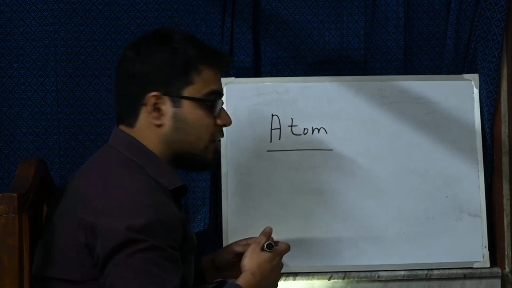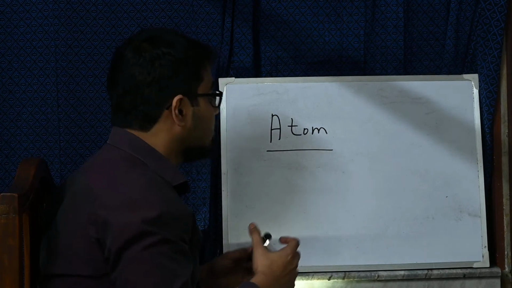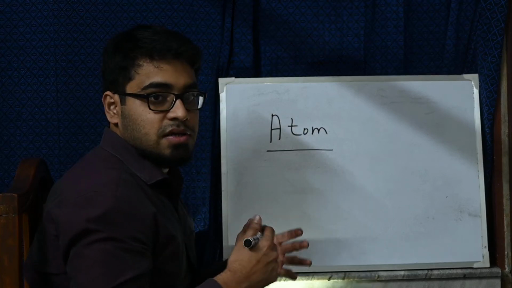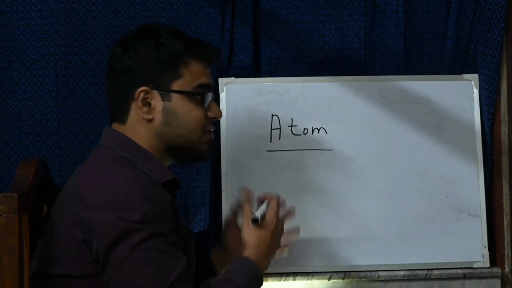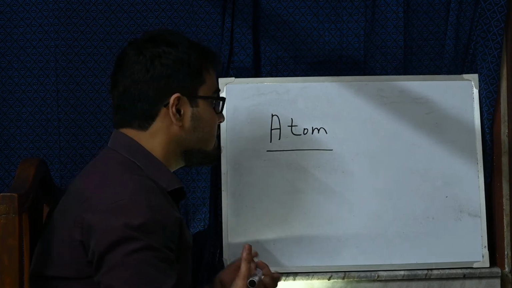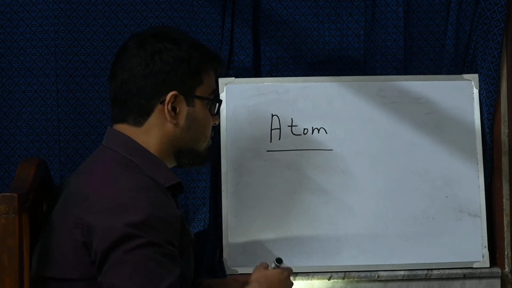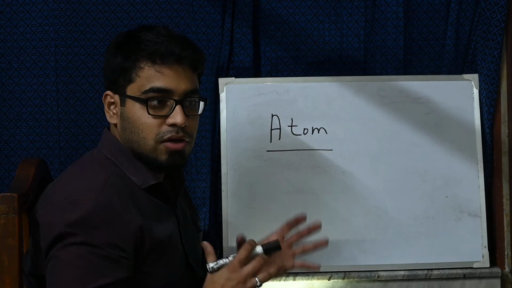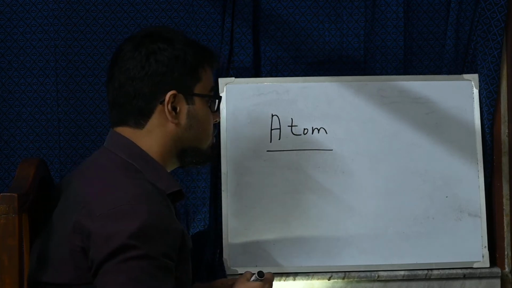So starting off with a bit of introduction. Atom is the smallest independent unit of matter which can further be divided into different subatomic particles. We will get to know more about it. So first, let's have a look at how an atom looks like.